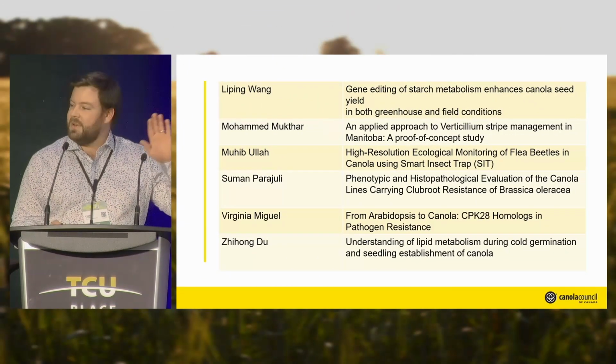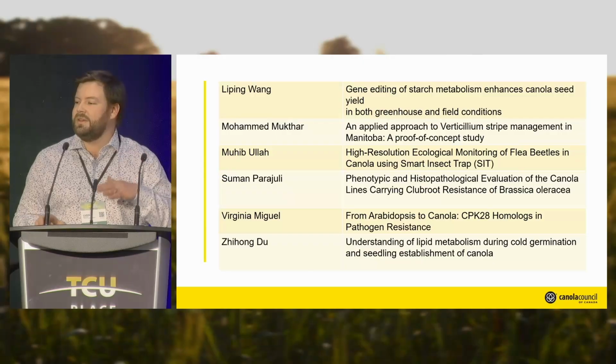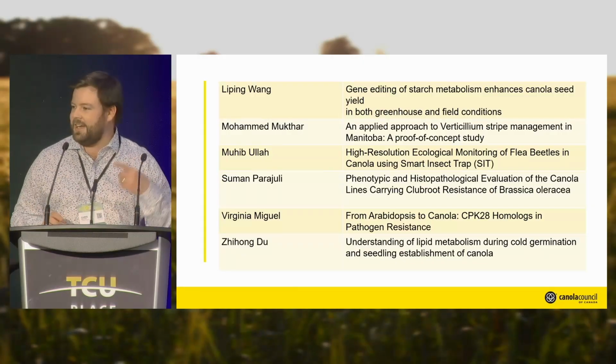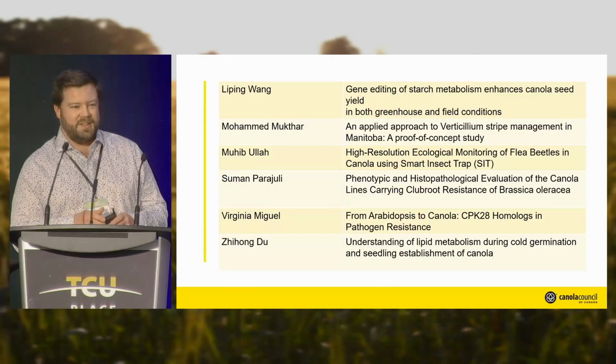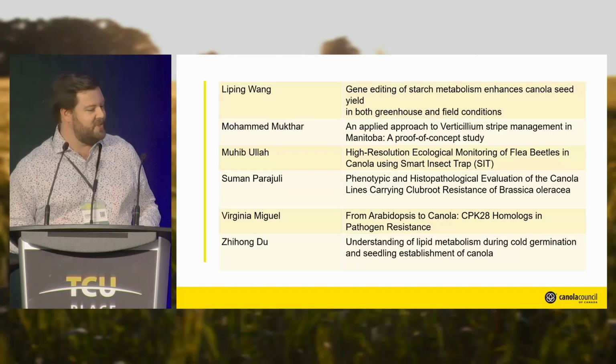They're all going to be in front here. Li-Ping Wang with gene editing of starch metabolism enhances canola seed yield in both greenhouse and field conditions. I'm going to list off all of them right now, and then they're just going to come up one after another, kind of like a blitz round, so that we don't have to keep swapping places.